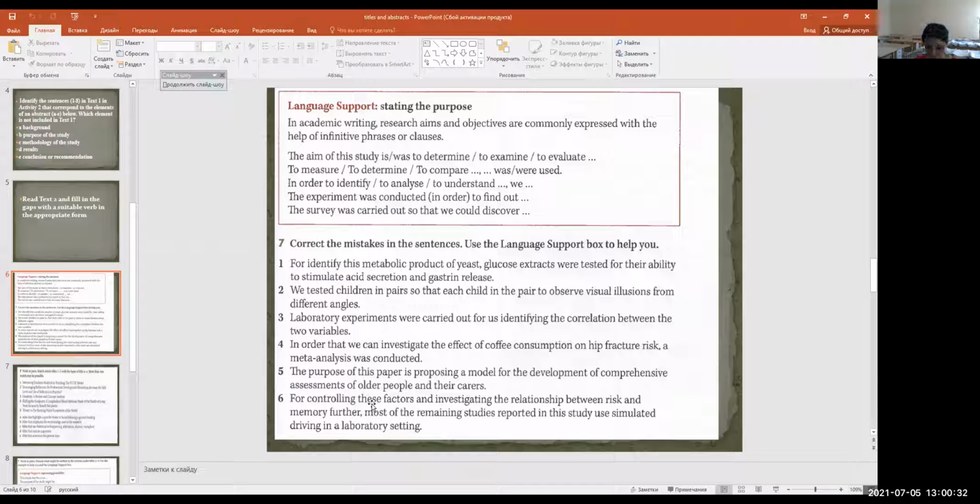"To control these factors", or "in order to control these factors", not "for controlling these factors", because in expressing the purpose, usually not the gerund but the infinitive is used. "These factors and investigating the relationship between risk and memory further. Most of the remaining studies reported in this study used simulated driving in a laboratory setting."